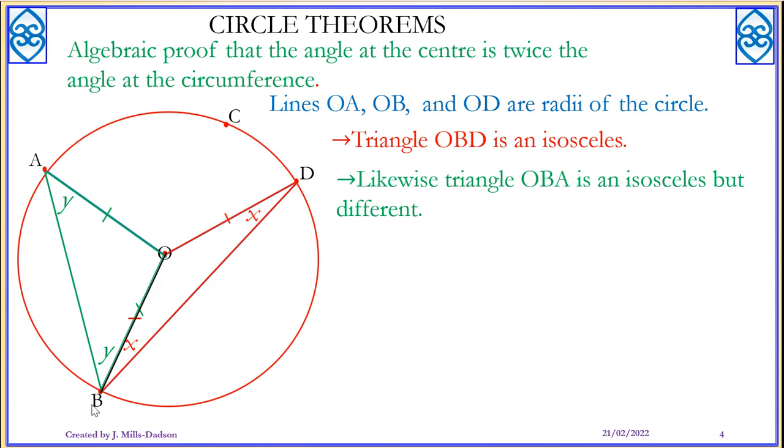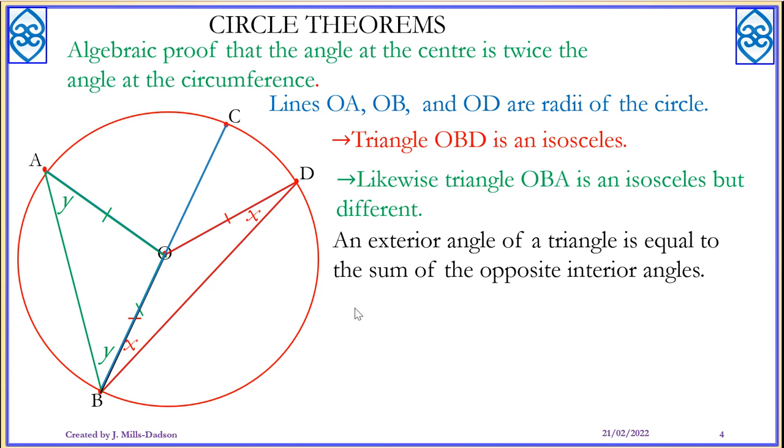Now, I'm going to extend the radius to form a diameter to make a straight line, so that we have exterior angles for both triangles. And from our knowledge of triangles, an exterior angle of a triangle is equal to the sum of the opposite interior angles. So the exterior angle here should equal the sum of the 2 interior opposite angles, and x plus x is 2x. So this angle must be equal to 2x. Likewise, the exterior angle here is equal to y plus y, which is 2y.